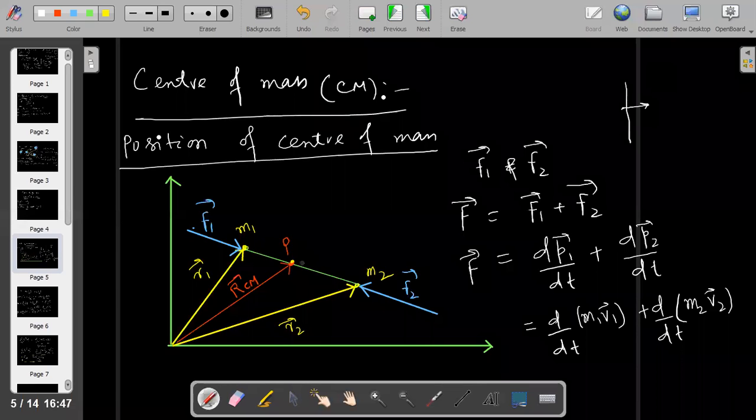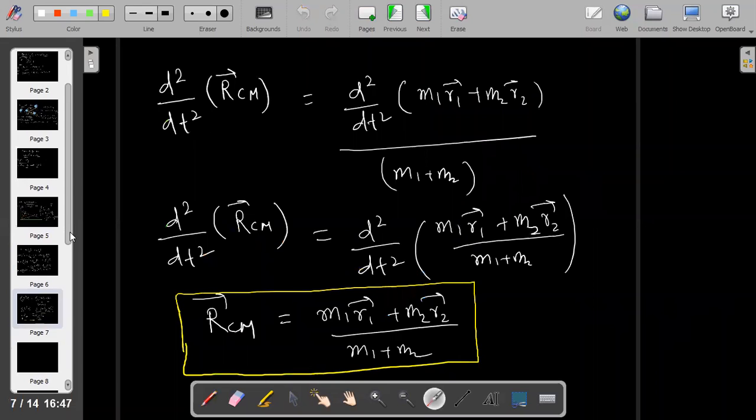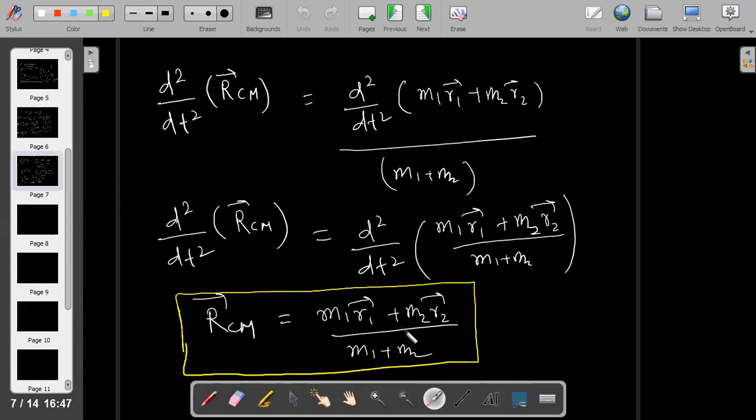You see, I started from here. Write the position of center of mass here, which is nothing but m1 r1 plus m2 r2 divided by m1 plus m2. That is the position of center of mass I am getting. This is the position of center of mass formula for a two particle system. Write it down. Are you completed?